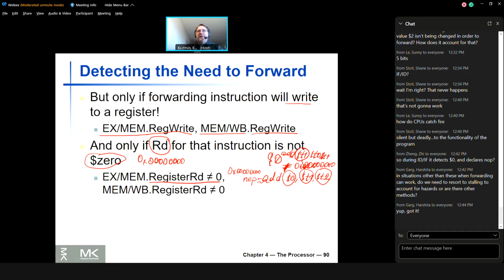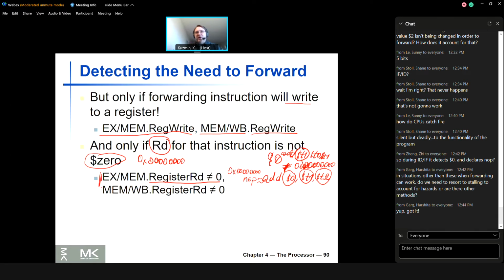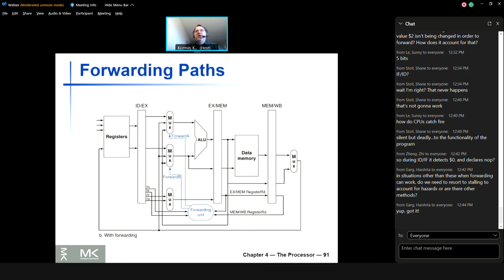All right, so here we are. Because we had two subcases of stalling, with EX/MEM or MEM/WB, of course, we have to have them here as two entries checking that the register ID is not 0. All right, and forwarding paths, here we are.